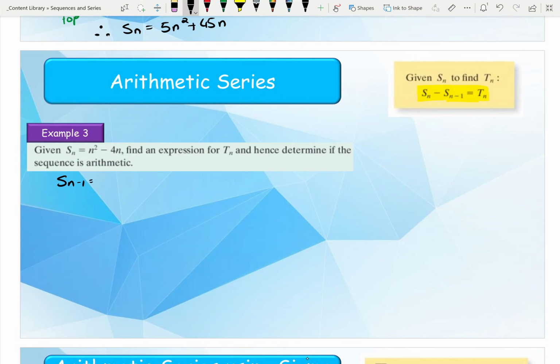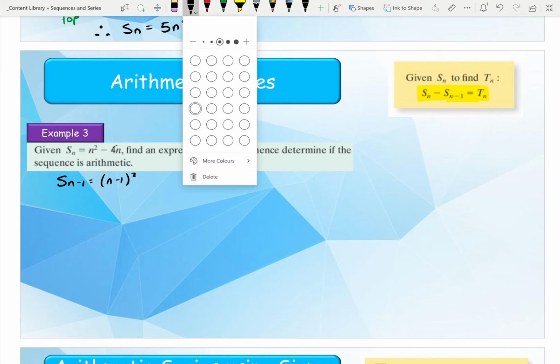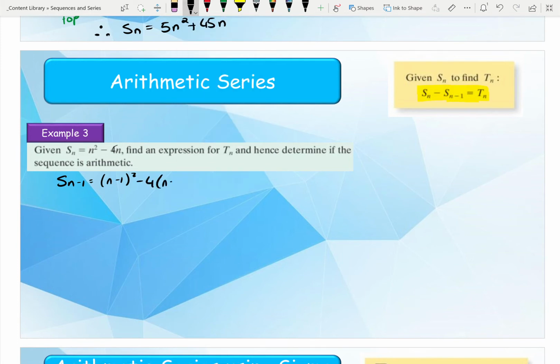So Sn minus 1, everywhere I have an n in my Sn formula, I'm going to sub in n minus 1. So I have n minus 1 squared minus 4 by n minus 1. So I'm going to use the perfect square formula to square him out. If you want to split the brackets and multiply, that's up to you. And then I see I have n squared minus 6n plus 5.